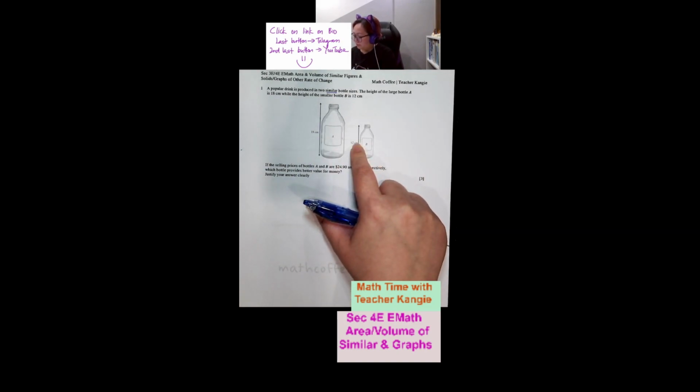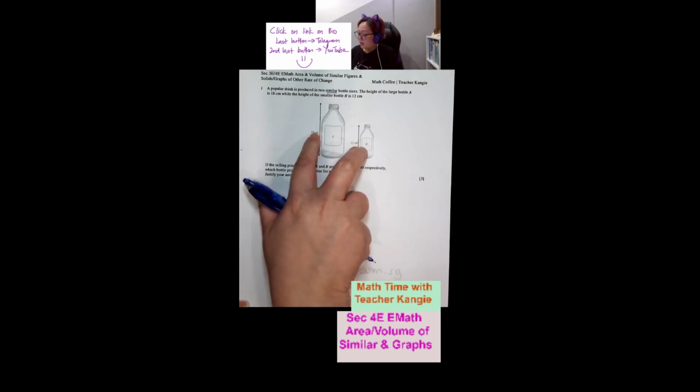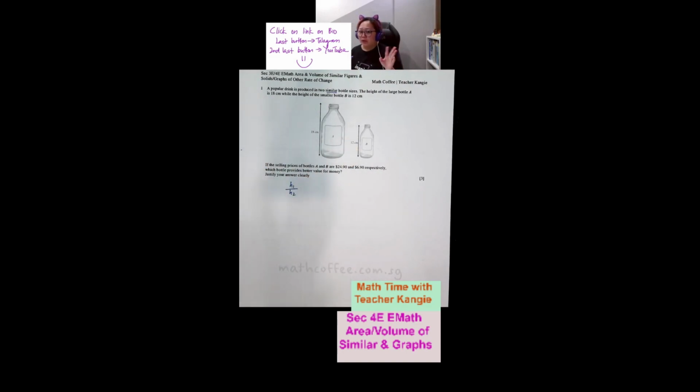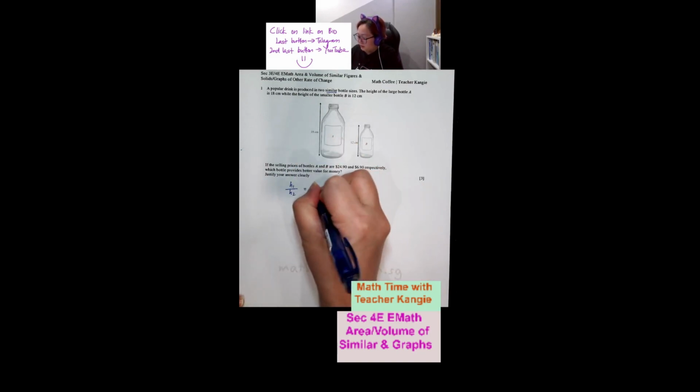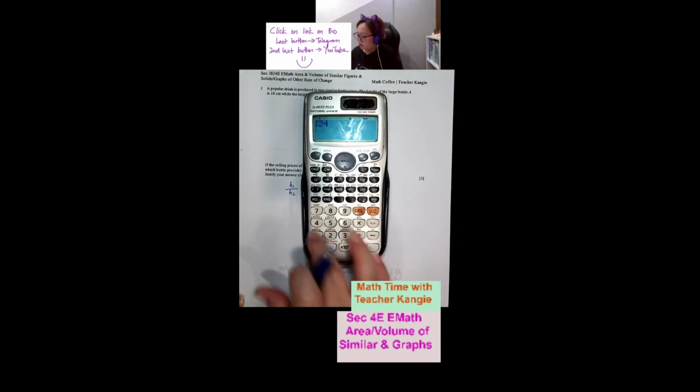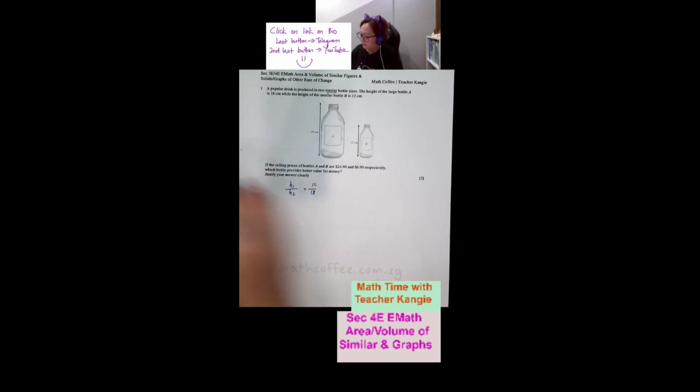height is 12. Okay, so from here I will know that my H1 over H2. I always assign H1 to the smaller one and H2 to the larger one, although they put 18 and 12 here, because I want to get the fraction. So it will be equal to 12 over 18, and let's reduce it to the lowest term. Just press the calculator. 12 over 18 gives me 2/3.